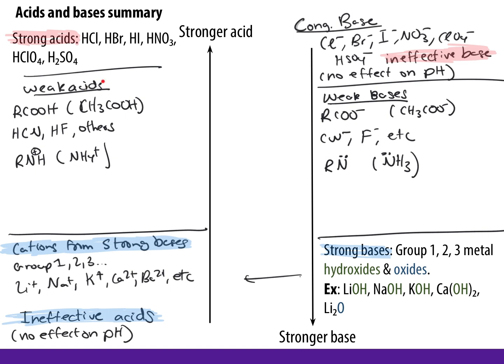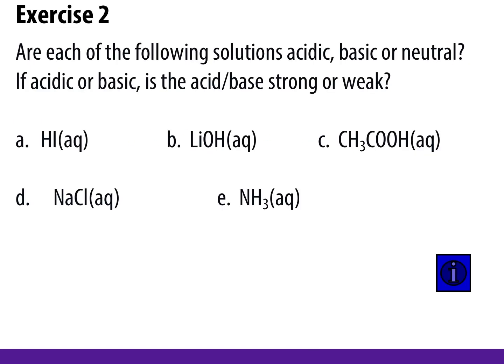We'll see later that the weak acids and weak bases will have data tables that will contain big lists of those with the appropriate information you need. So memorize strong acids, strong bases, these corners of the chart, and use your tables for the middle. So let's take a minute to do this exercise. Are each of these following solutions acidic, basic, or neutral?